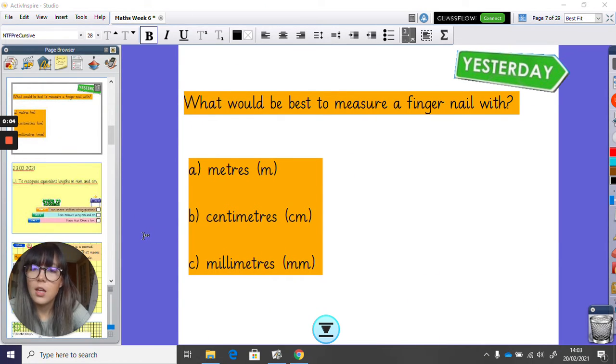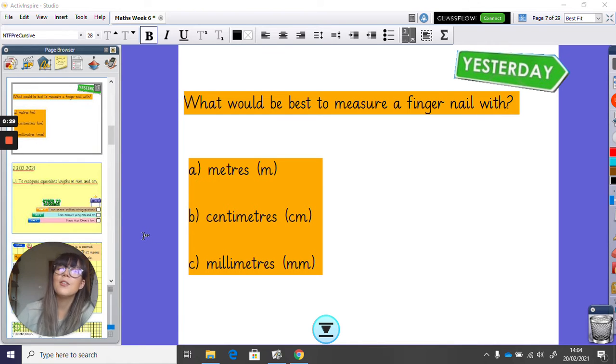So, we're going to think a little bit more today about measurement. My question to you is, what would be best to measure your fingernail with? Obviously it depends on how long your fingernail is, but have a little look at maybe your little fingernail, and would it be best to measure using metres, centimetres or millimetres? Pause the video here and have a go.